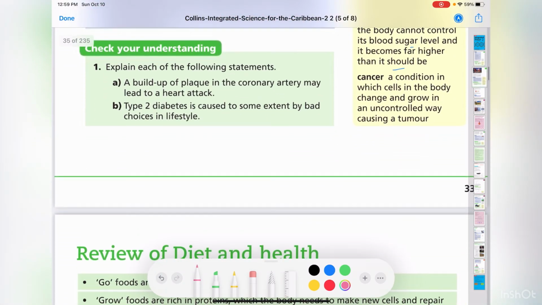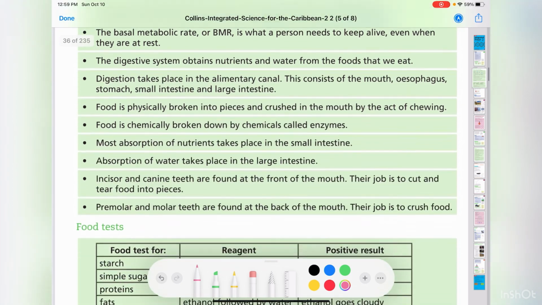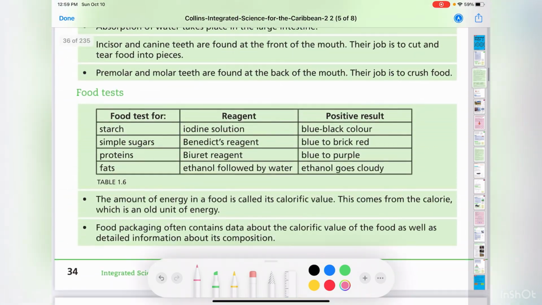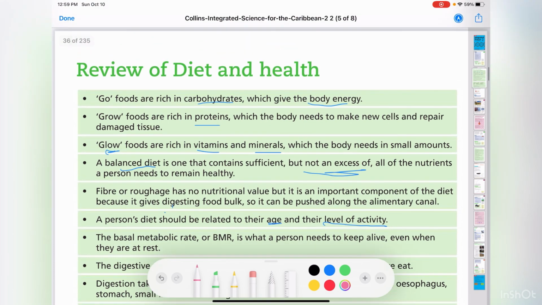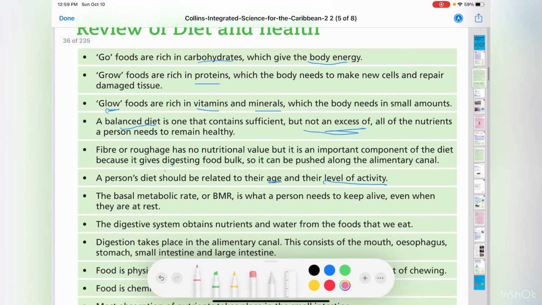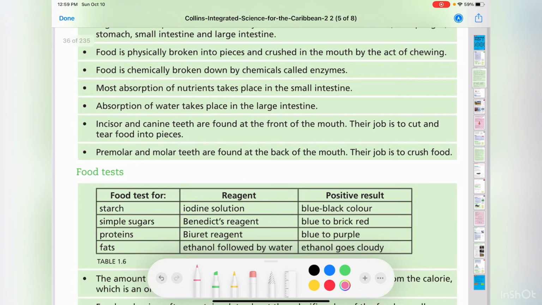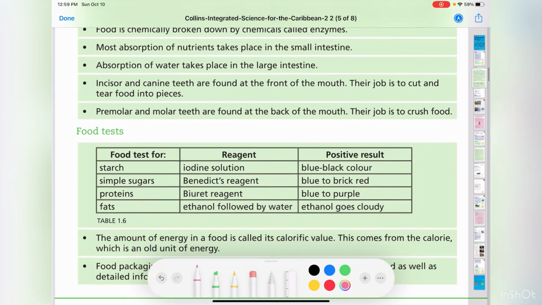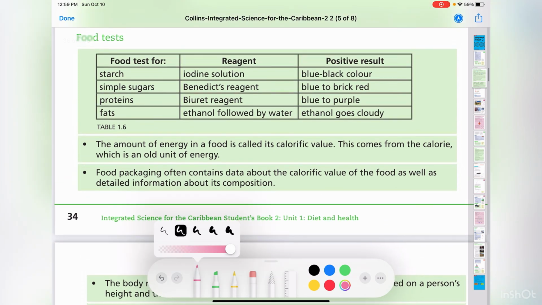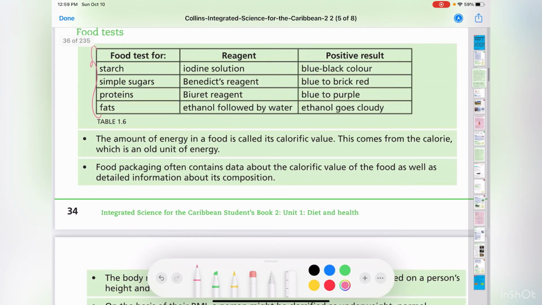Right, that was the last set of homework that you all had to do. So as I mentioned before, your test is going to be on everything on diet and health. So please review all of these things. Make sure you review your digestive system. Make sure you review what happens at different parts of the digestive system. Make sure you review your food test. It's very important. And to know the color changes that will indicate that we have a positive result for each of the different types of tests.